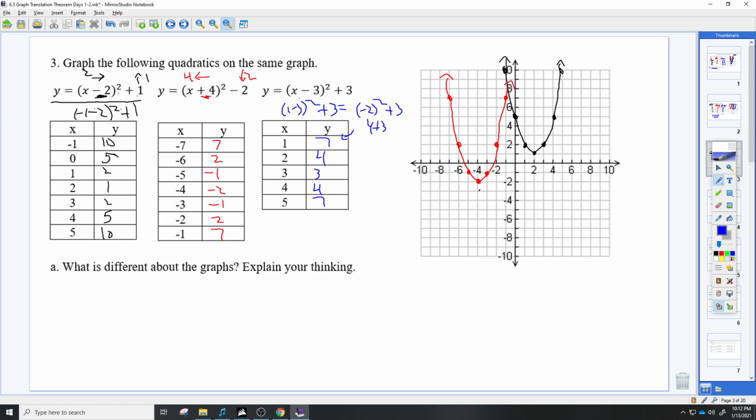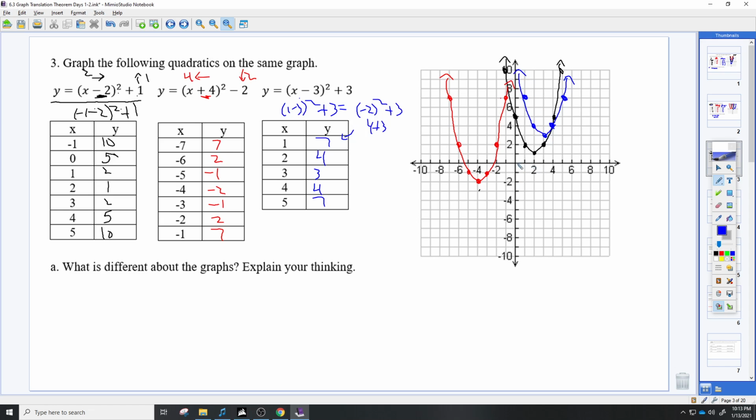We have 1, 7. 2 is 4. 3 is 3. 4 is back up to 4. And then 5 is 7. Make our little parabola here.